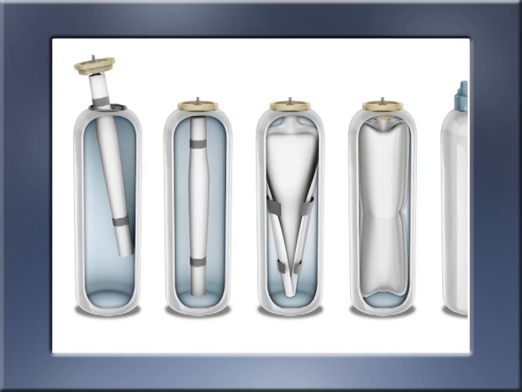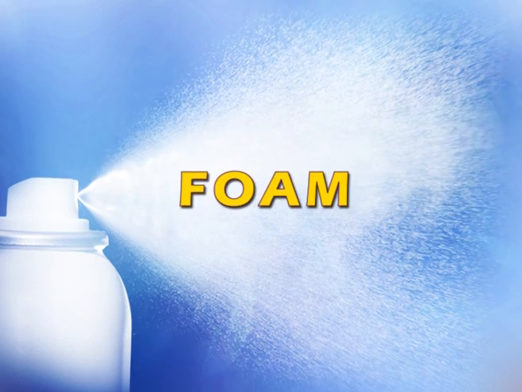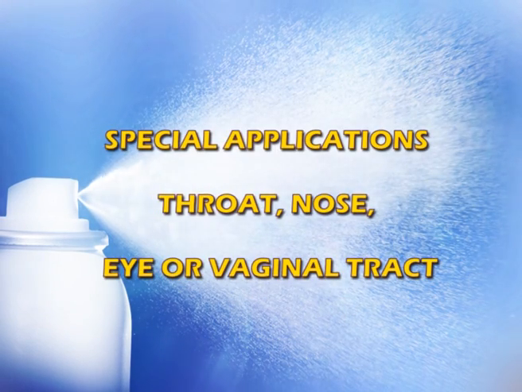Actuator. The actuator provides a rapid and convenient means for releasing the contents from a pressurized container. It allows for easy opening and closing of the valve and is an integral part of almost every aerosol system. It also serves to aid in producing the required type of product discharge. Actuators may be of different types. It may be spray type, foam, solid stream, or special applications like throat, nose, eye or vaginal tract.